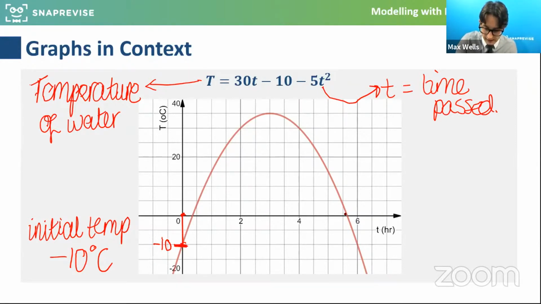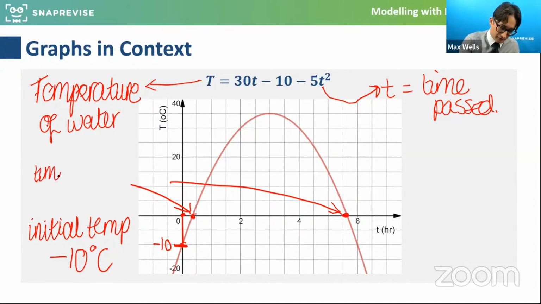So here and here, these are interesting points because these are when the temperature is 0 degrees. So this is basically the boundaries of the times when the water is actually frozen, if 0 is where it's freezing. So these are the times when the water is freezing or on that brink of changing states, times when water is frozen.